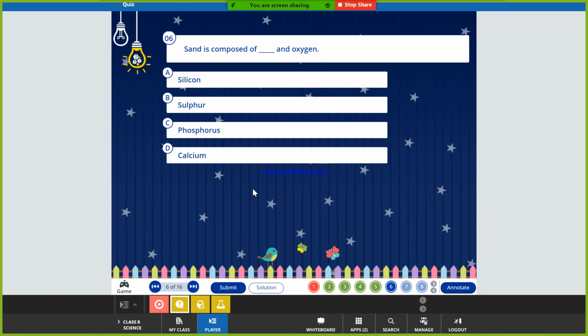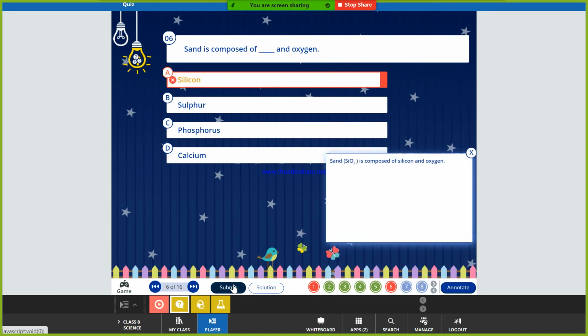Next question. Simplest question. Sand is composed of dash and oxygen. Option A, silicon. Option B, sulfur. Option C, phosphorus. Option D, calcium. Silicon is right. Silicon is what forms sand, and sulfur is in the compound of oxygen and sulfur.